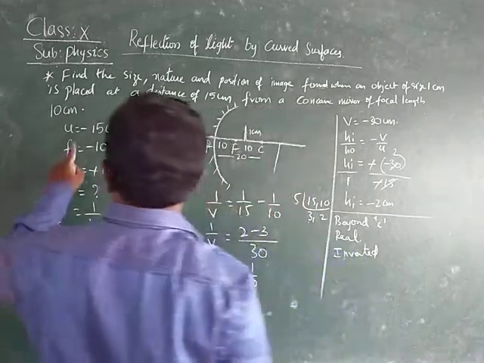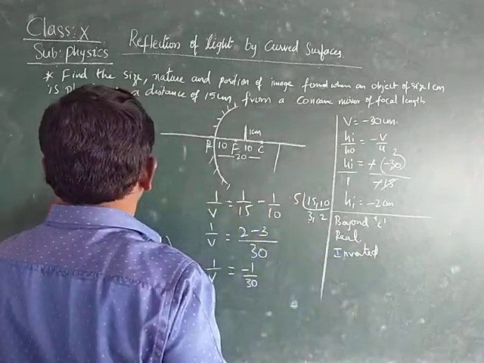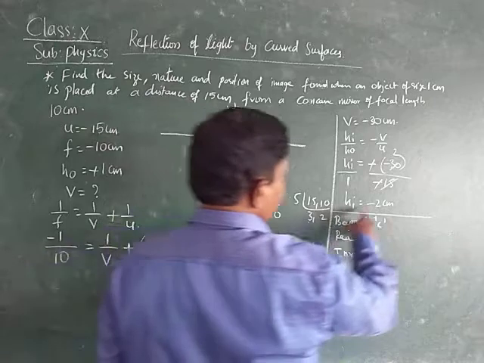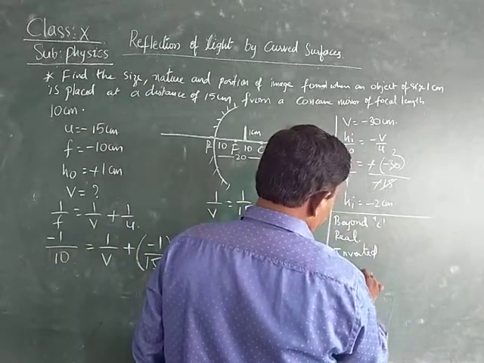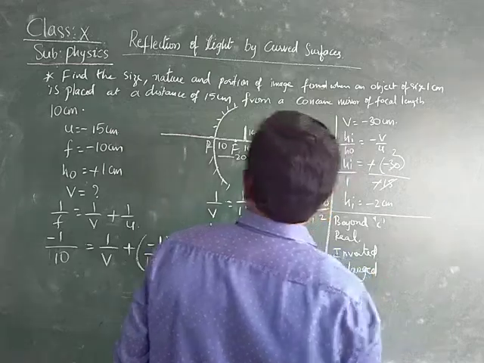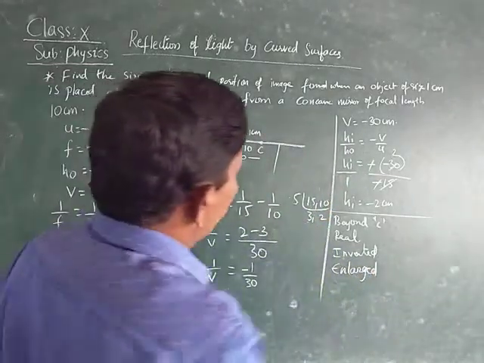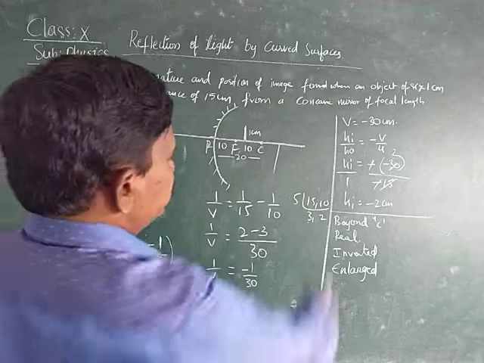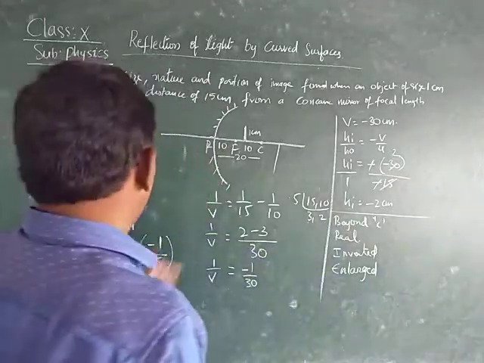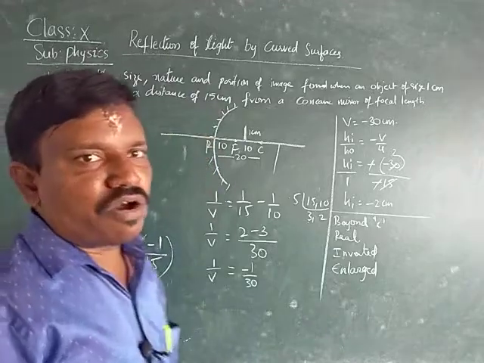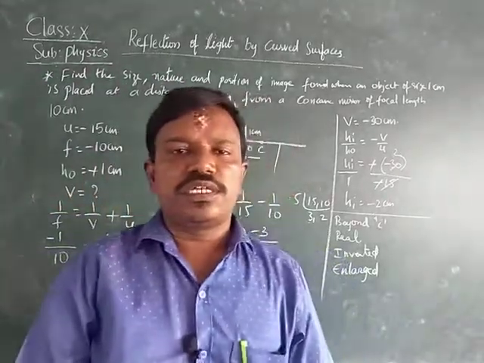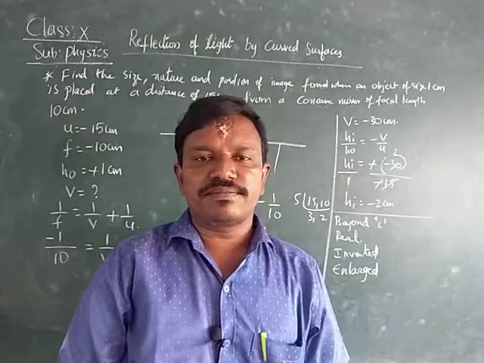Object height is 1 centimeter. Image height is 2 centimeter. Double, therefore enlarged. Therefore we got the size, minus 2 centimeter. Nature we got, and position also, V is equal to minus 30 centimeter. This is how we should solve the problems. The remaining we'll see in the next class. Thank you.